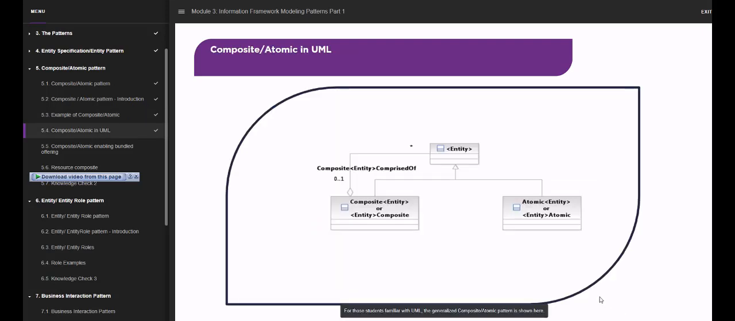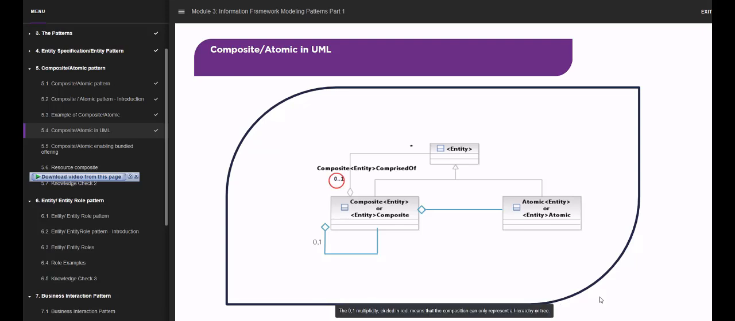For those students familiar with UML, the generalized composite atomic pattern is shown here. There are three entities that make up this pattern: the entity and two subclasses, composite entity and atomic entity. The composite is a type of entity used to group other entities, either other composites, atomics, or a combination of composites and atomics. These varied groupings are supported because the association composite entity comprised of is inherited as shown. The atomic is the lowest level of the grouping. It can also stand on its own and not be part of any composite.